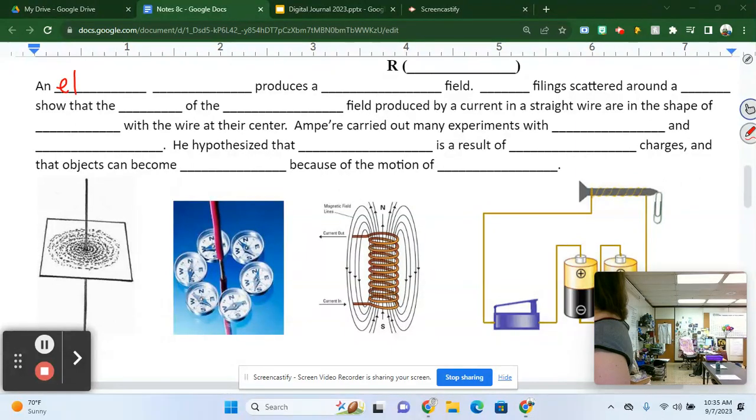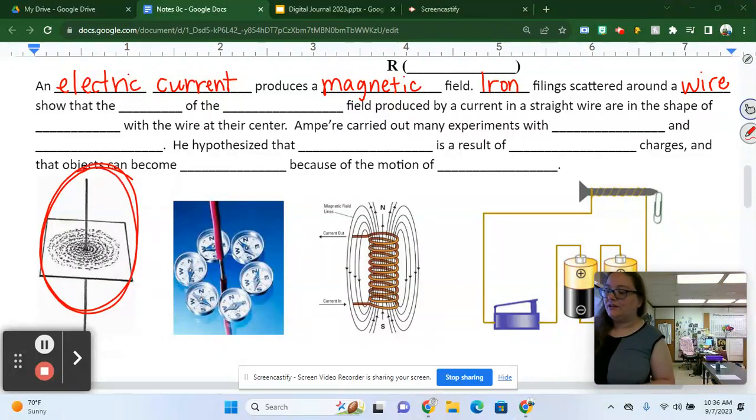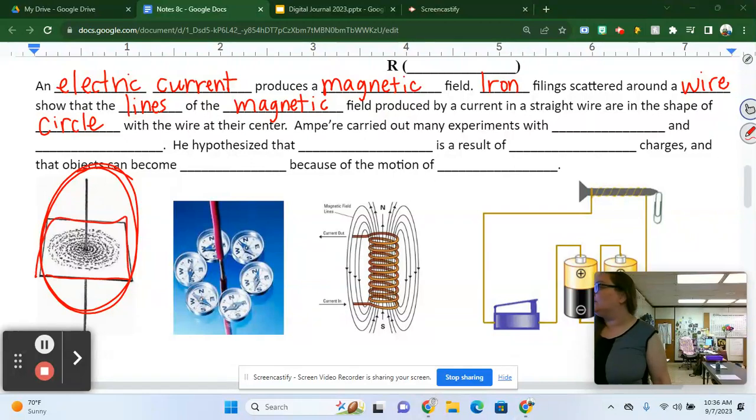All right, an electric current produces a magnetic field. Iron filings scattered around a wire show, like this, we've got an example of that right here, show the lines of the magnetic field produced by a current in a straight wire in the shape of a circle with the wire at the center. So we've got the wire here at the center and then this card here, and you can see where they scattered the iron filings and that they lined up in circles.